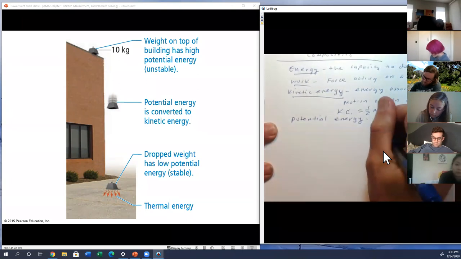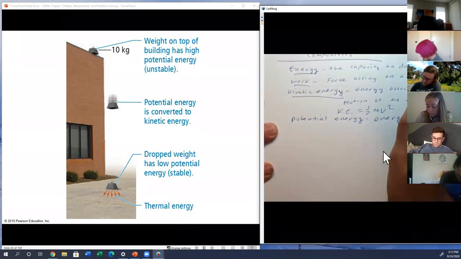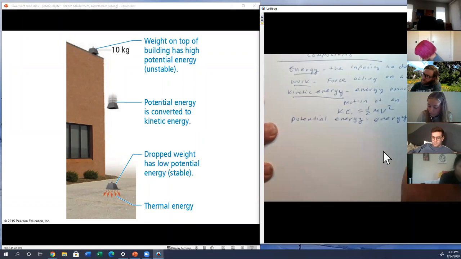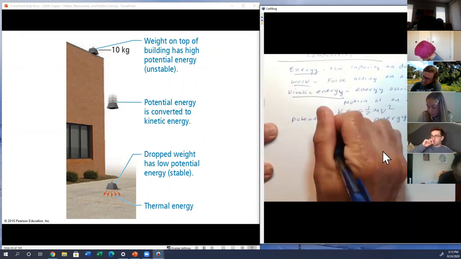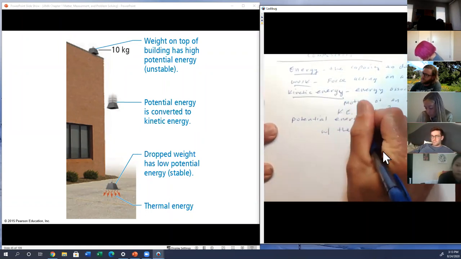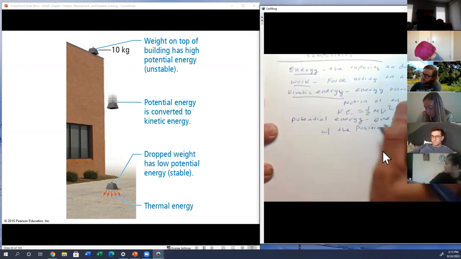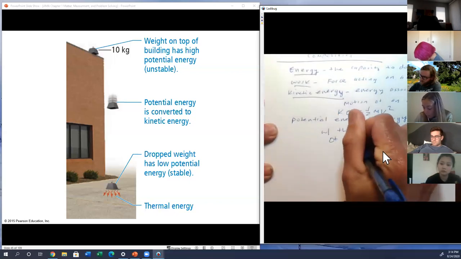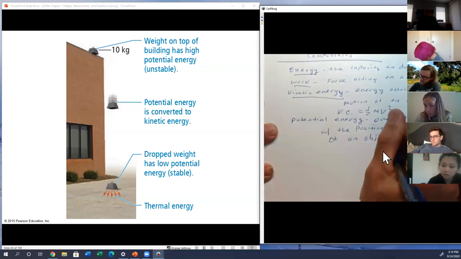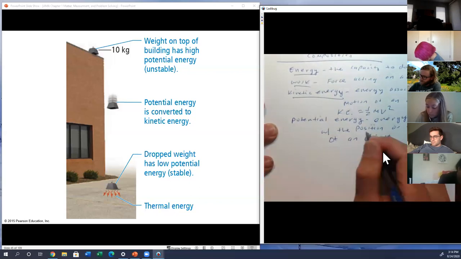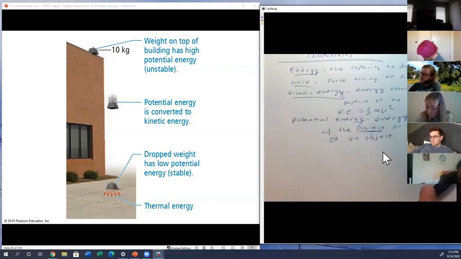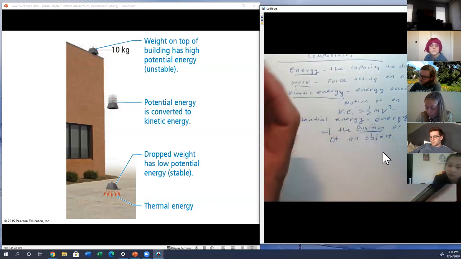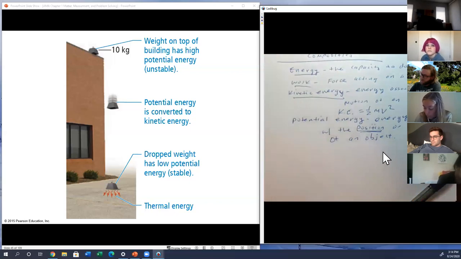And that's the energy associated with the position or composition of an object. So usually when I say position here, I mean the position within some sort of field, like a gravitational field or a magnetic field, right?